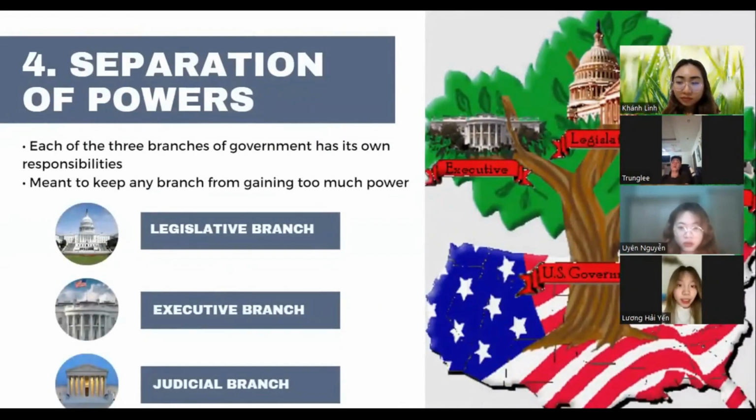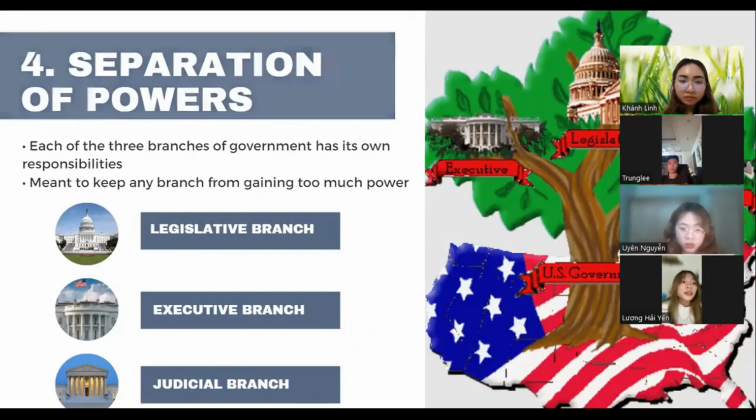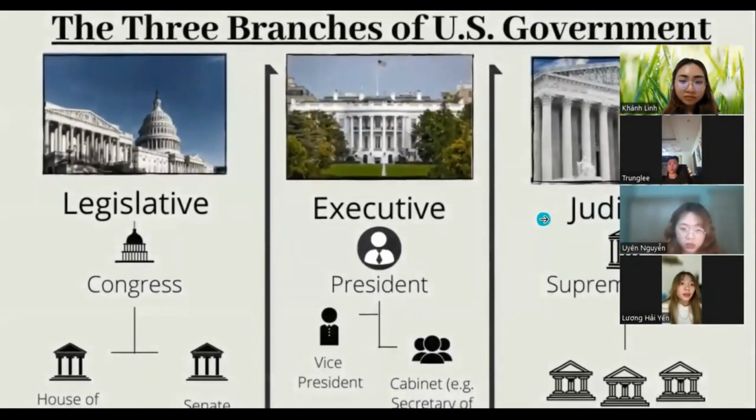And the next one is the separation of powers. Each of the 3 branches of government has its own responsibility. So the founders hoped this would prevent any one branch from gaining too much power. The powers of government are vested in 3 distinct, separate branches: the legislative branch, the executive branch, and the judicial branch. So it is really equal branches of power.